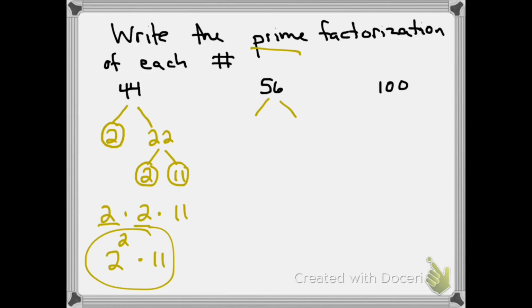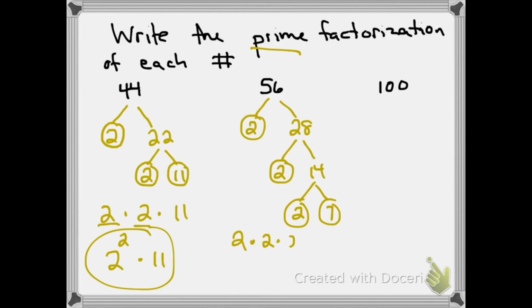So we can go with 2 again. It's an even number. 2. That's like taking half of it, which half of that would be 28. We can take half, or break that down by 2 as well. So we have 2. Half of that is 14. Still even. We can break that down. 2 times 7. Well, prime. So 2 times 2 times 2 times 7. So we see 3 of these 2's here. So it's 2 to the third power, which gives us 8 times 7. Boom. 56. And this other one we have here, 100.